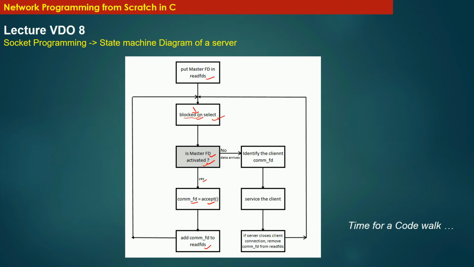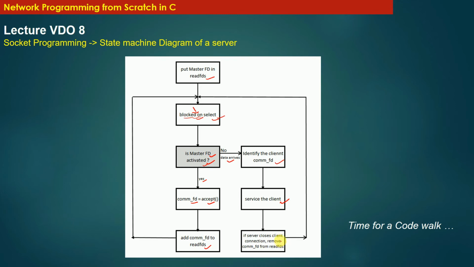That is, it is again waiting for an event from a client, either from a connected client or from new clients. If the master socket file descriptor is not activated, it means that the server has received data on one of the communication file descriptors. Now, the server has to find out which of the connected clients has sent the data to it. And once it identifies that client, the server services that particular client, that is, the server replies back to that client. Remember the second argument in the accept system call, where we used to save the client information? That client information is used by the server again to reply back to the client.